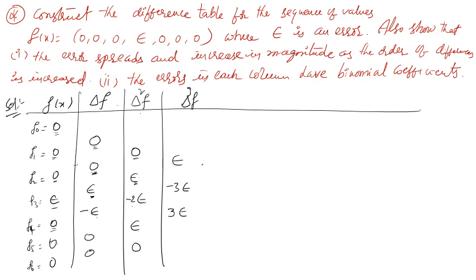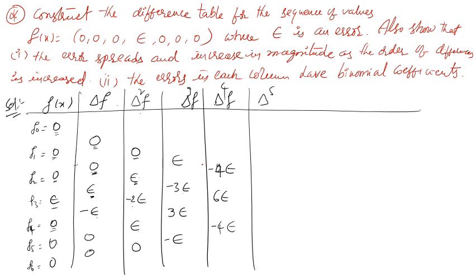And coming to third order, delta cube: epsilon minus 0, epsilon, minus 2 epsilon minus epsilon, minus 3 epsilon, then 2 epsilon plus epsilon, 3 epsilon, and this is minus epsilon. Fourth order differences: minus 3 epsilon minus epsilon, minus 4 epsilon, 3 epsilon plus 3 epsilon, 6 epsilon, and this is minus 4 epsilon. Fifth order: 6 epsilon minus of minus 4 epsilon, 10 epsilon, and this becomes minus 10 epsilon. And delta power 6 f, the last one: minus 10 epsilon minus 10 epsilon, 20 epsilon. And this is the error table, it is over.